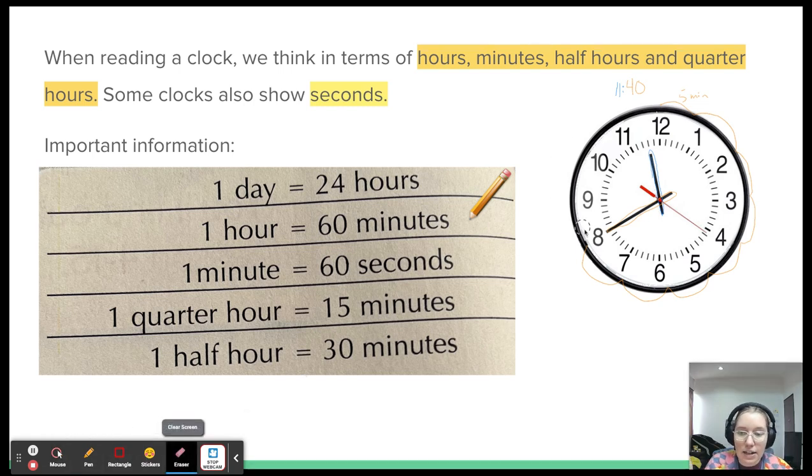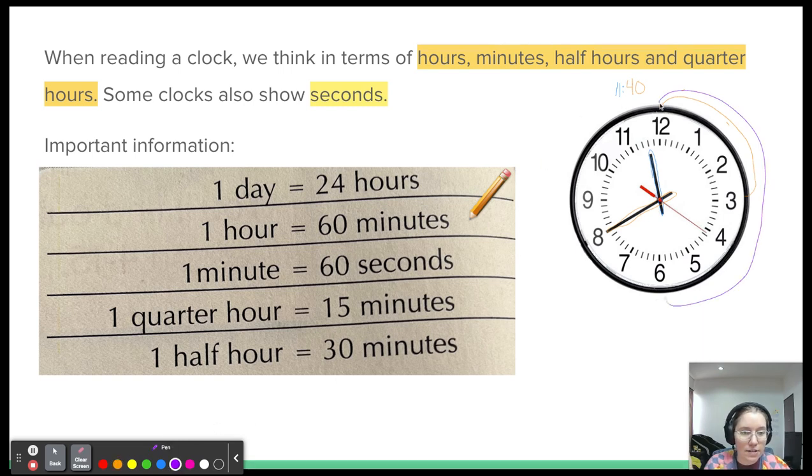One quarter hour is 15 minutes. One half hour is 30 minutes. So you will see that a quarter hour is 15 minutes. So this would be a quarter hour, whereas this would be a half hour because it is 30 minutes.